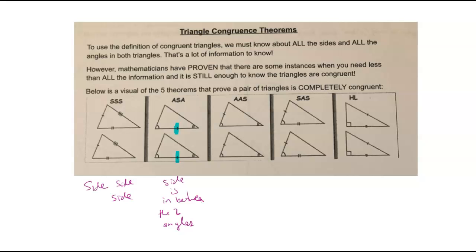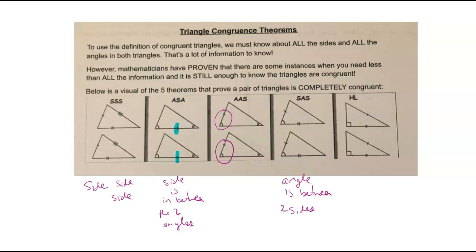Notice that on this one, it is next to the 1 angle, and again, this is next to the 1 angle. So again, the order of our letters is important, right? And then finally, SAS, notice that this time the angle is between the 2 sides. So 2 sides. Okay.